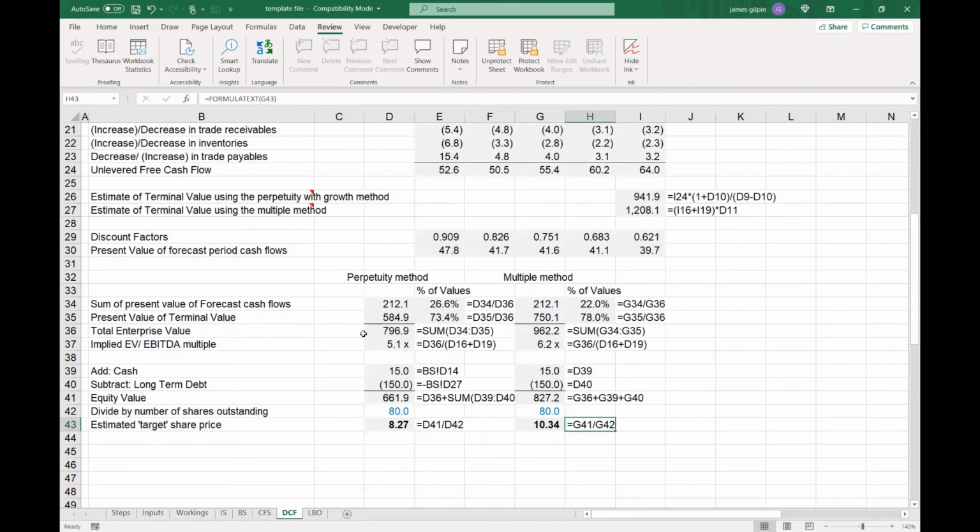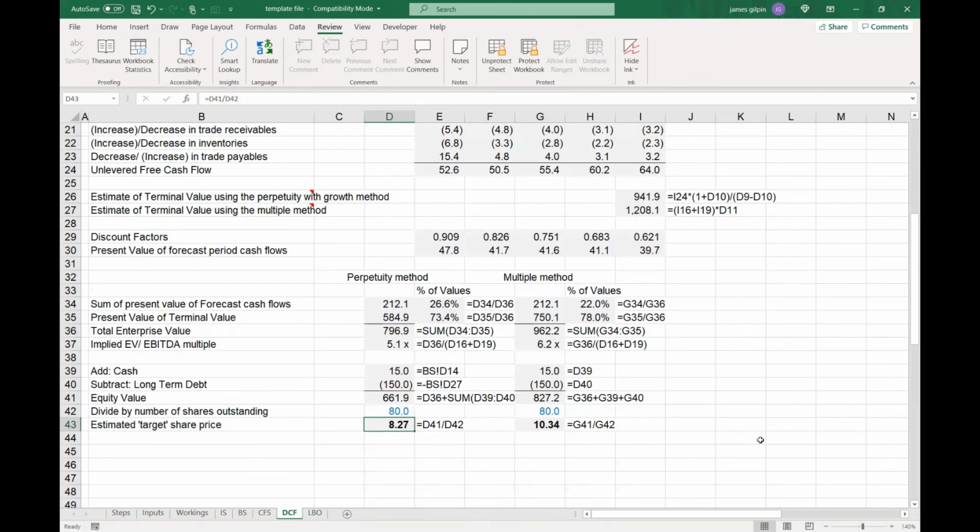So using those two methods, I could estimate, using this discounted cash flow valuation approach, an enterprise value first, of somewhere between 796 and 962, and an equity value of somewhere between 661 and 827, and dividing by the number of shares, an estimate of the share price of somewhere between 827 and 1034. So that's a very, very quick look at DCF valuation.